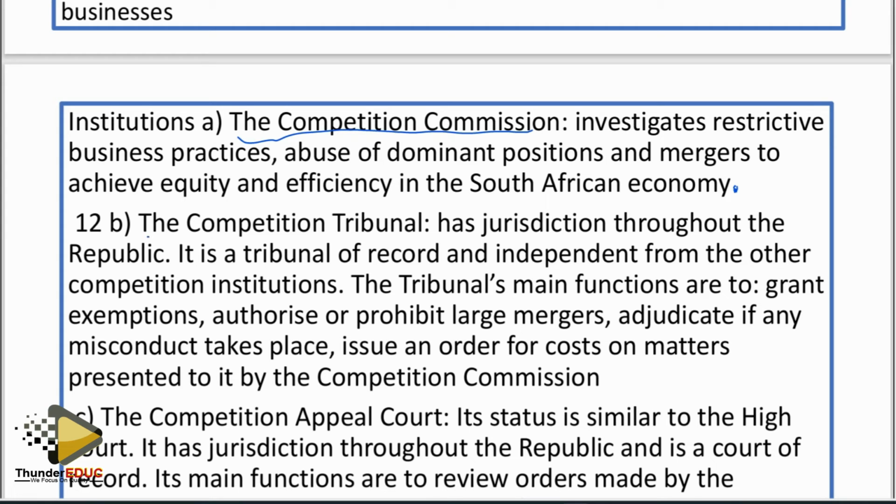Okay, great talks. So now we also have the Competition Tribunal. This Competition Tribunal has jurisdiction throughout the Republic. It is a tribunal of record and independent from the other competition institutions. The tribunal's main functions are to grant exemptions, authorize or prohibit large mergers, adjudicate if any misconduct takes place, and also issue an order for costs on matters presented to it by the Competition Commission. Remember, I said that once the Competition Commission is on the ground and finds that some businesses are acting against the Competition Act by colluding with one another, forming a cartel, forming mergers, taking over or acquiring one another, then the moment the Competition Commission fails to deal with such behavior, they can take the case to the Competition Tribunal.